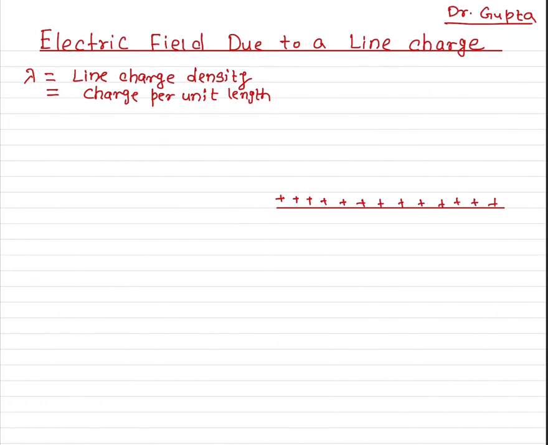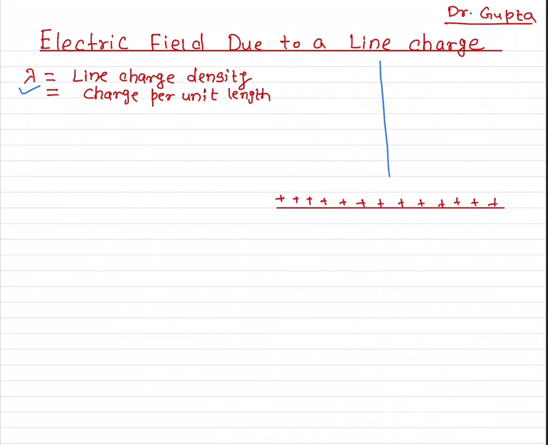And here, the charge is uniformly distributed. We assume the line charge density for this infinitely long wire is lambda. That means the charge per unit length, on unit length, the amount of charge is lambda. So we are interested in finding out the electric field at any point.